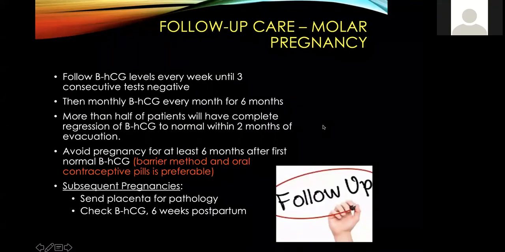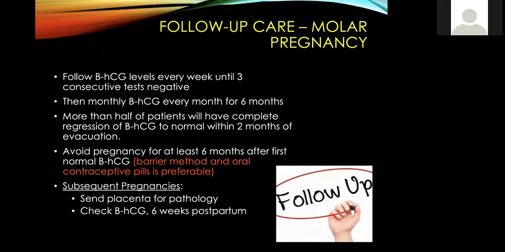A serial beta-HCG has to be done every week until three consecutive tests are negative. And then you need to do beta-HCG every month for the next 6 months. And if it is a complete mole, you might have to go further, evaluating every 3 months and every 6 months, if you are suspecting a patient with choriocarcinoma. We will talk about that later.